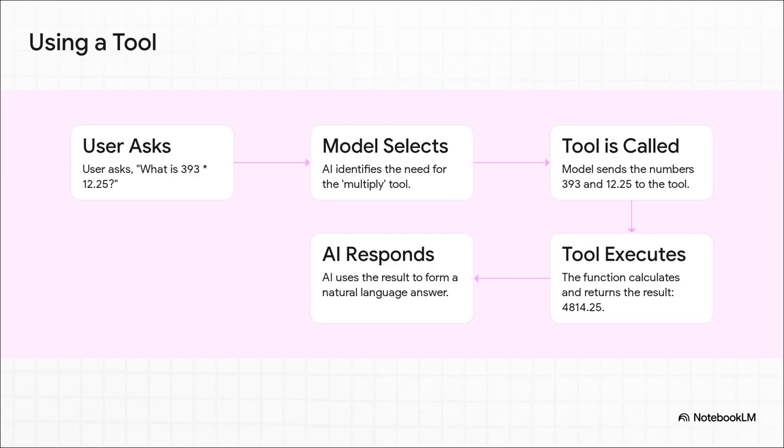And the way this works is actually incredibly logical. When you ask the AI a math question, it's smart enough to not even try to guess the answer. Instead, it recognizes, hey, this is a job for a specialist. So it identifies the right tool, in this case, multiply. It packages up the numbers and just hands them off. The tool does the actual number crunching, returns the perfect result, and then the AI just smoothly weaves that answer back into a normal, natural-sounding sentence.